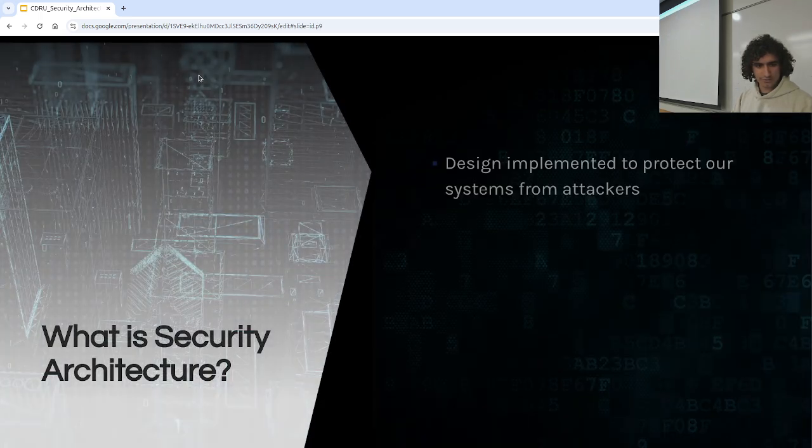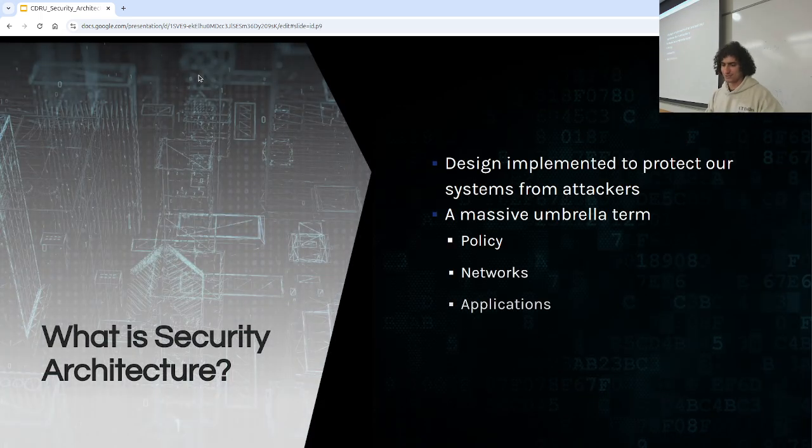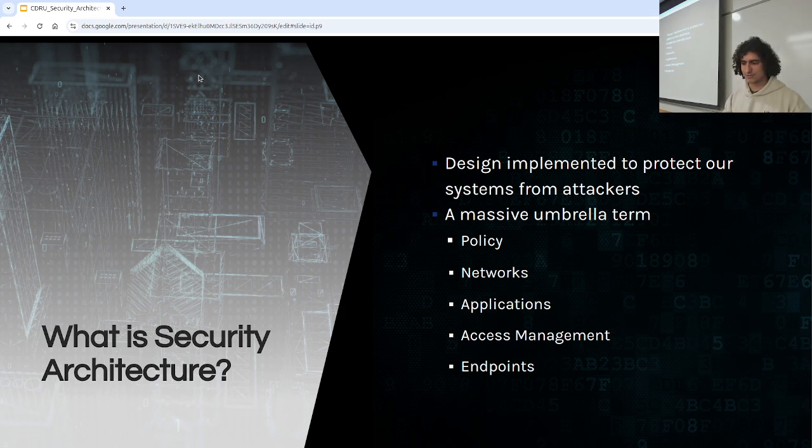So first off, for our introduction, what is security architecture? All that security architecture is, is the design that we implement to protect our systems from attackers. Generally, when we're talking about the architecture of security, it's used in a corporate enterprise sense, but I really want to talk about it today from both this corporate industry sense and also from a personal angle.